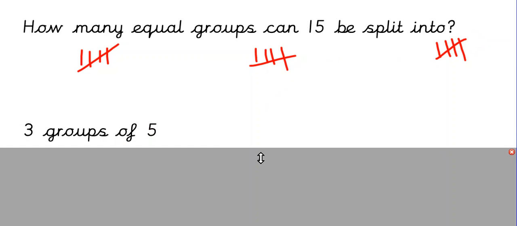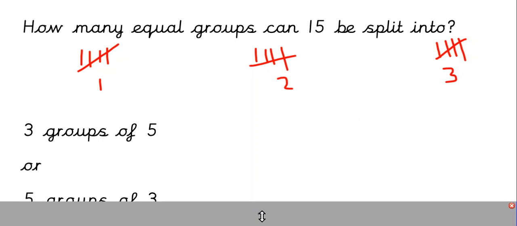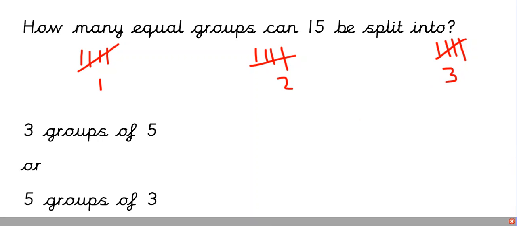Okay, so I have got there 3 groups of 5. So I've got 1, 2, 3, 4, 5 in each of my groups, and I've got 1 group, 2 groups, 3 groups. Now the other way that I could have done this was I could have done 5 groups of 3. Okay, because it's the same calculation, it's just that we've switched the groups around, the amount of groups.